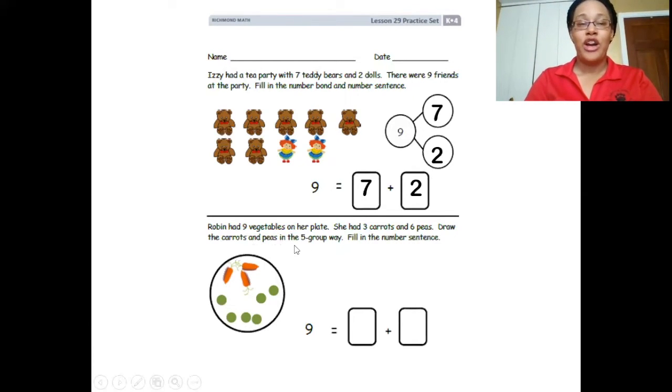So if you forgot how many parts you had, you can always go back to your picture here. There are 1, 2, 3 carrots. 1, 2, 3, 4, 5, 6 peas.